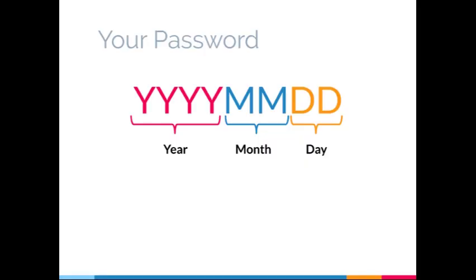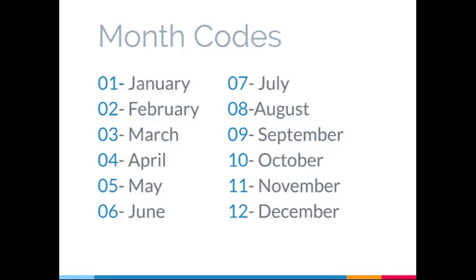For pre-K through grade 3 students, your password is your birth date backwards. You will need to put in 4 numbers for the year, 2 numbers for the month, and 2 numbers for the day. For your month, use the codes that you see here. For example, January is the first month of the year, so it is 01. February is 02, March is 03, and so on.